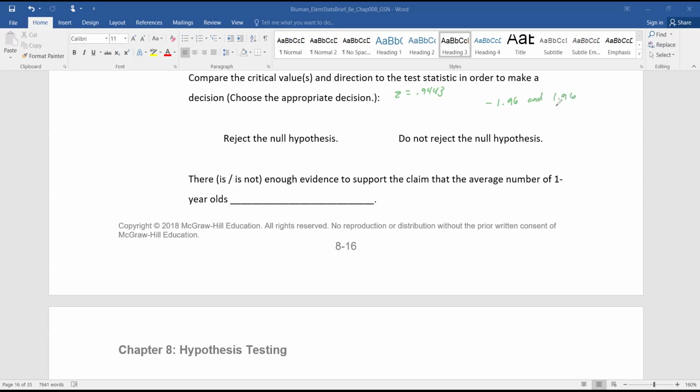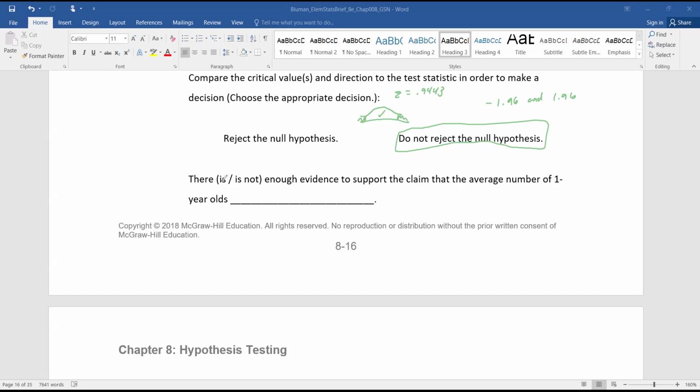I can see that this falls in between it. So therefore, I do not have enough evidence to reject my null hypothesis. So I'm going to select do not reject the null hypothesis. And again, remember the graph looks like this. This is my good region. This is where I do not reject my null. This is outside of that. So if this number would have been less or greater than this, then I would have rejected the null. But in this situation, there is not enough evidence.